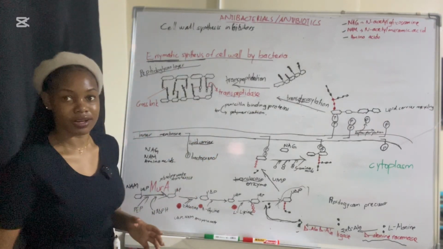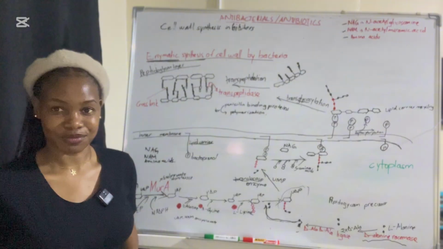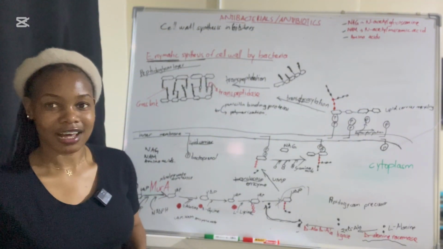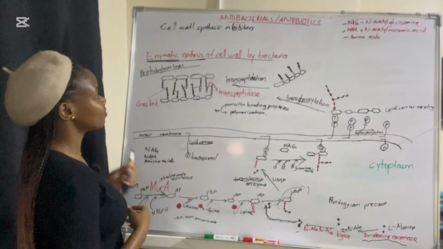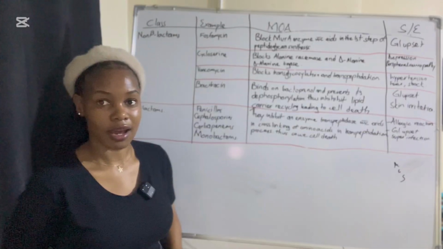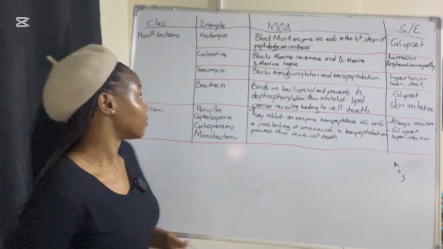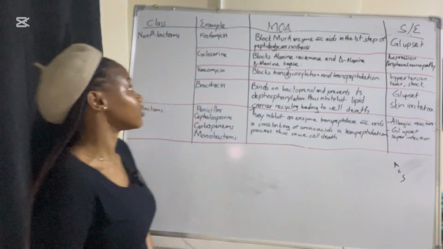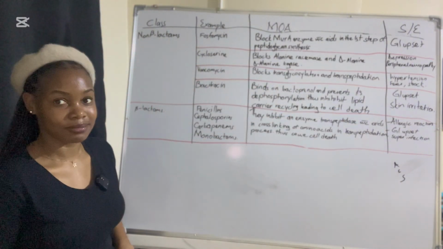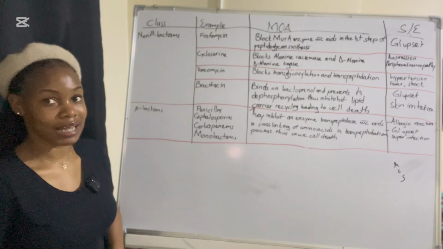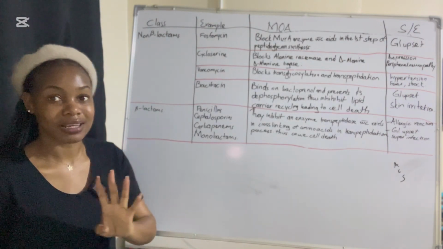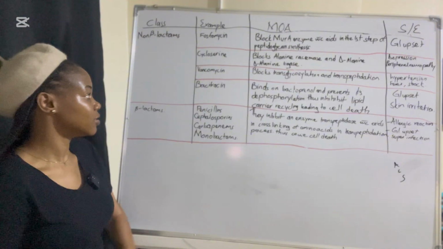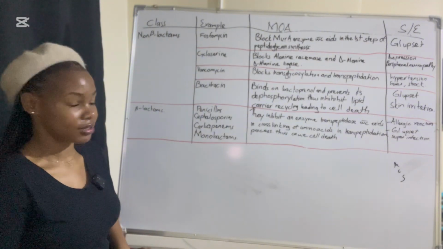Now, our main focus is going to be on the classes of drugs, the examples, the mechanism of action, and the side effects. I wrote this earlier to help us save time. Our first class is going to be the non-beta lactams, and they are mainly four. We have phosphomycin, cycloserine, vancomycin, and bacitracin.